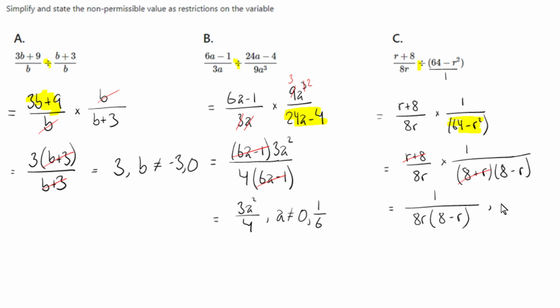And we just have to determine the non-permissible values. So r over here, r cannot be equal to 0 and positive 8. And if we go back and check, it's the same thing. There are no additional non-permissible values, so we're done.